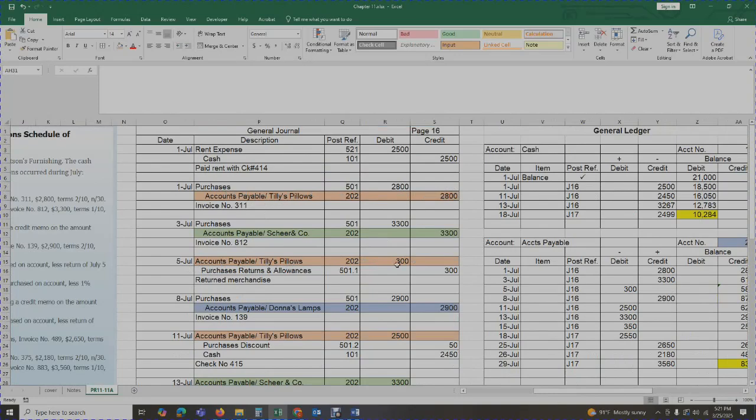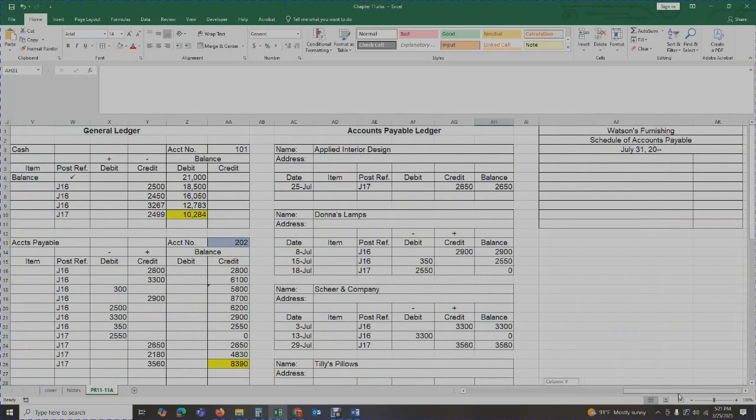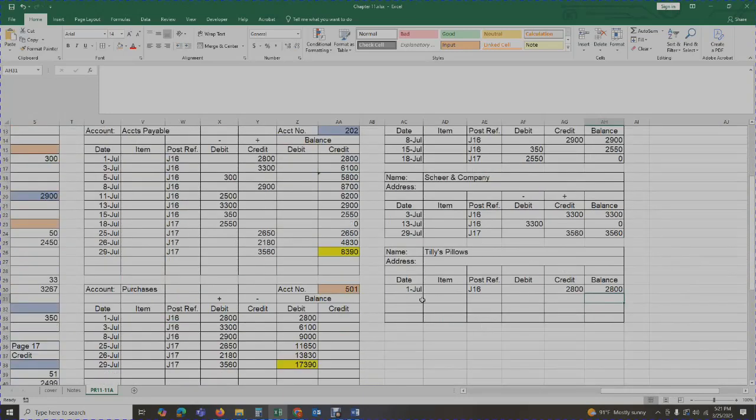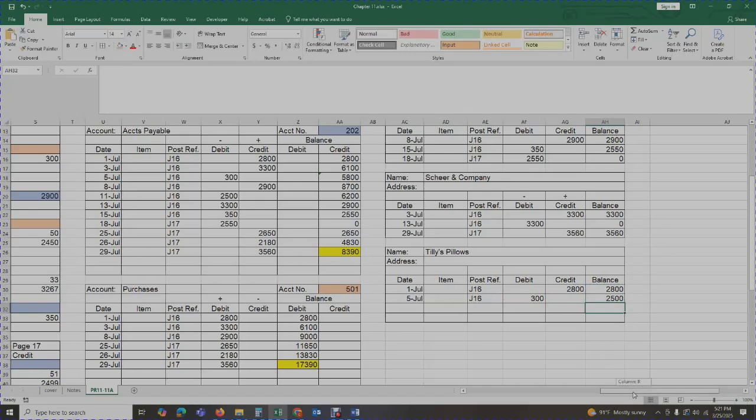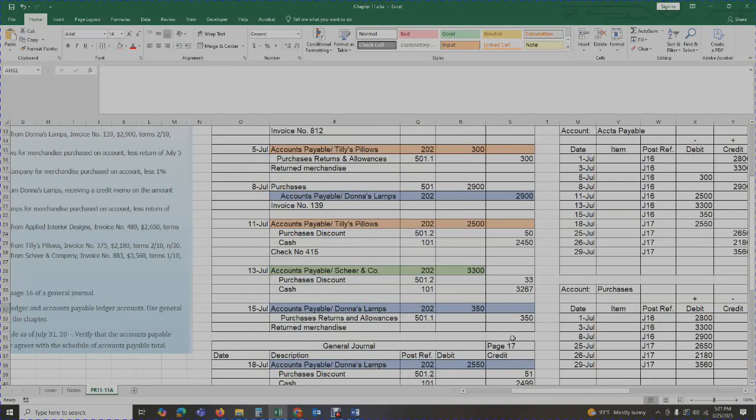On the 5th, I have a debit of $300. Okay. So on the 5th, journal 16, I have a debit of $300. So a debit will be subtracted, $2,800 minus your $300. That'll bring me down to $2,500. Okay, let's go back. On the 11th, I have a debit of $2,500.